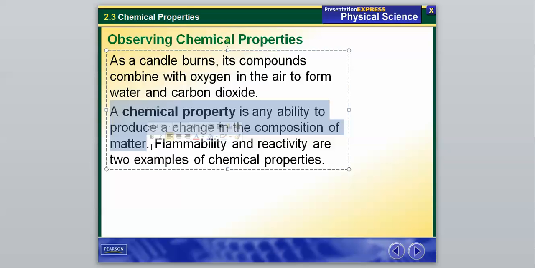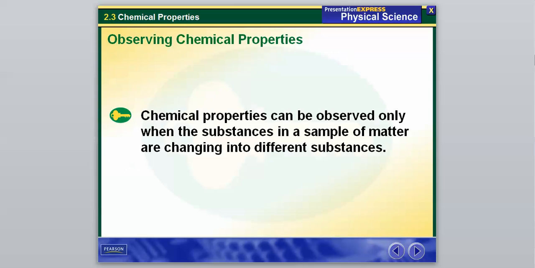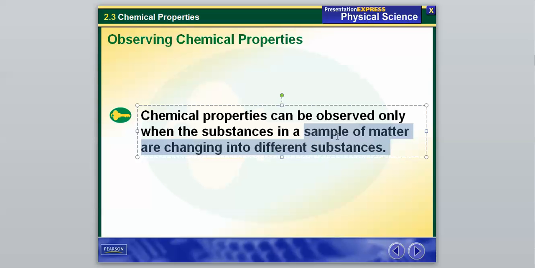And our two examples we're going to talk about, the first one is flammability, which was just mentioned a second ago with the candle, and reactivity. So those are our two chemical properties, and we're going to hit on both of those. Chemical properties can be observed only when the substances in the sample of matter are changing into different substances. So this is when we are going to see our chemical properties, when they are changing into different substances.